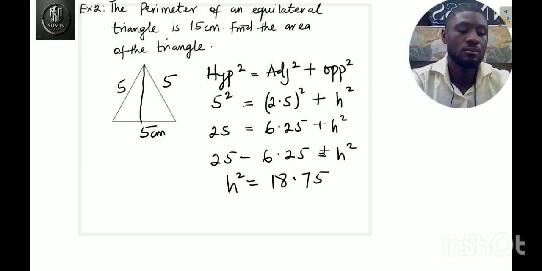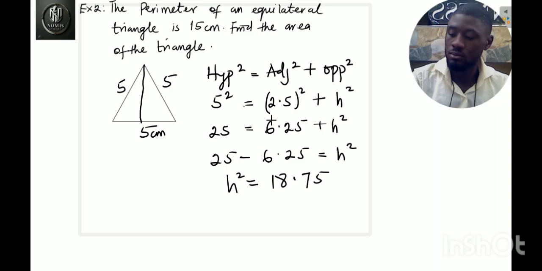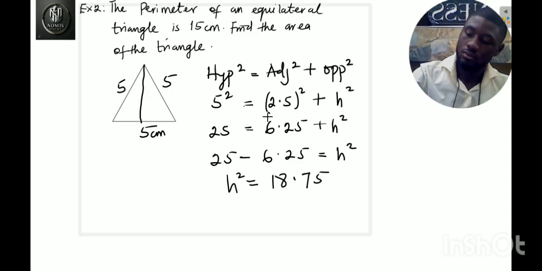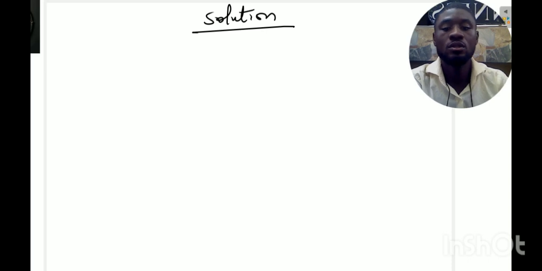18.75. Now we should find the square root of 18.75. So the h, let's move to the next page.